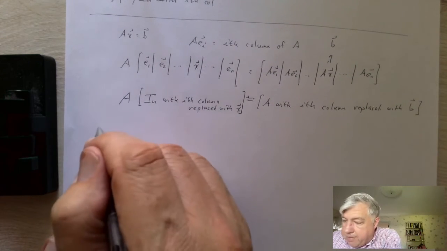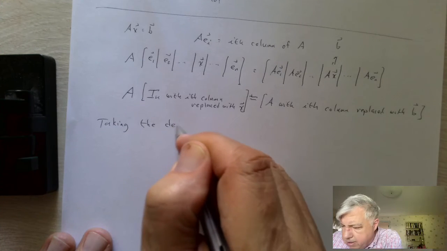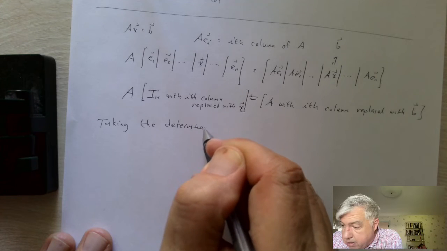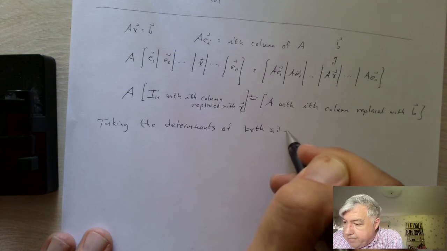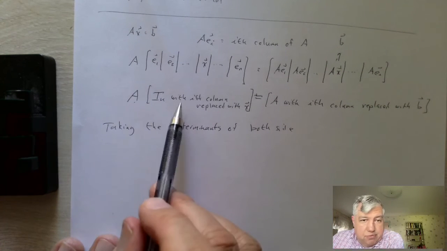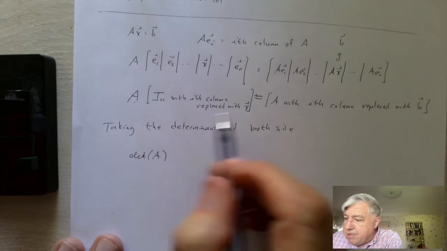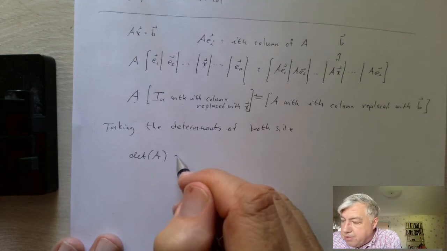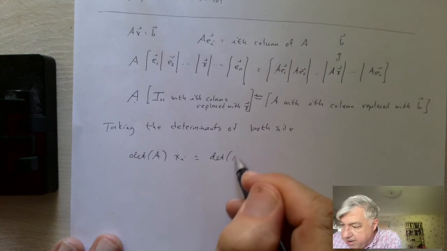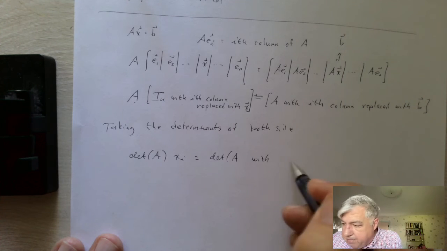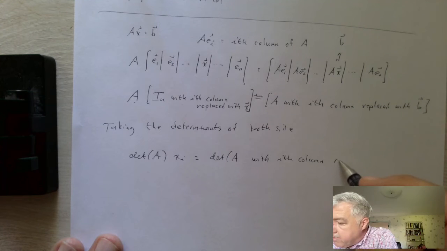Now we take the determinants of both sides. The determinant of this will be the determinant of this matrix times the determinant of this matrix, so this is the determinant of A. And if you compute this out, this is just going to be xi. And then this is going to be the determinant of A with the ith column replaced with B.